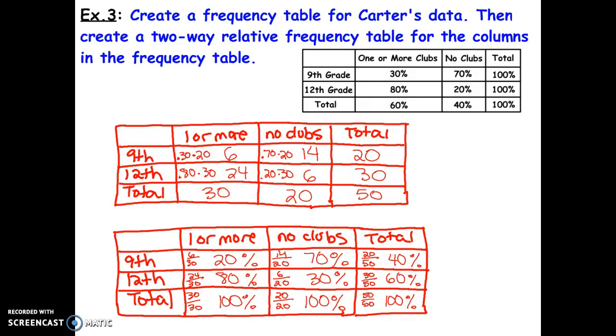So again, when you're doing a relative frequency table by row, you divide by each row total. When you're doing a relative frequency table by column, you divide by every column total. And then if you're doing a relative frequency table for the entire table, you divide everything by this number here, which is the total.